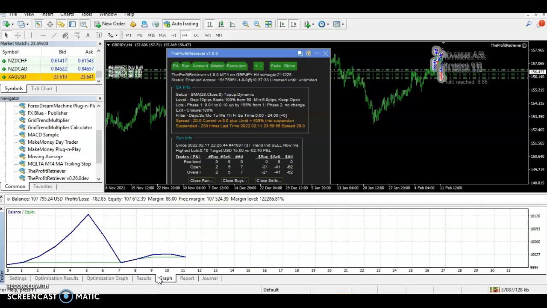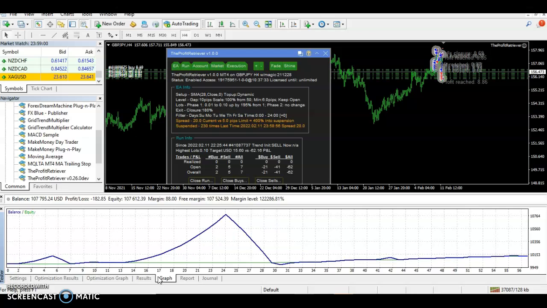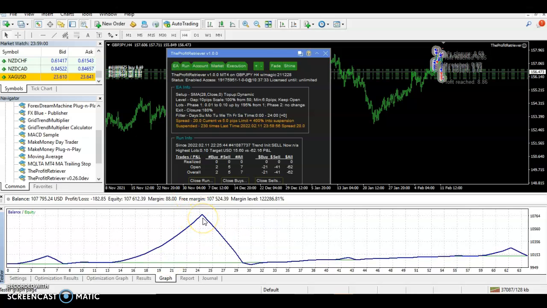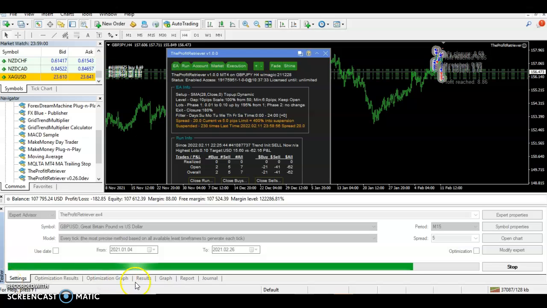So let's look at the graph. So there's that big drawdown. It went from 10,764 down to 10,150. And it'll do that over and over until I stop the EA, really. You can trade all day. It doesn't stop. It's a robot. So let's wait for the program to finish. A couple minutes and we'll finish.